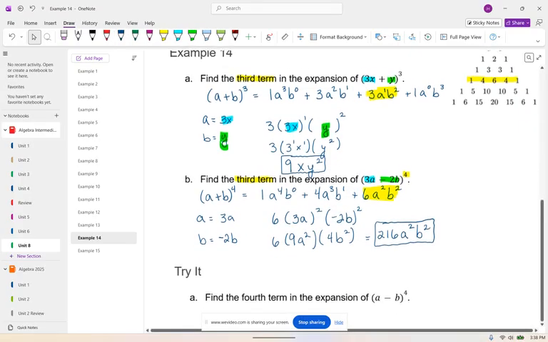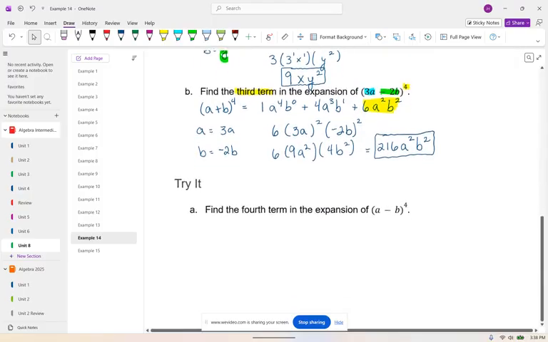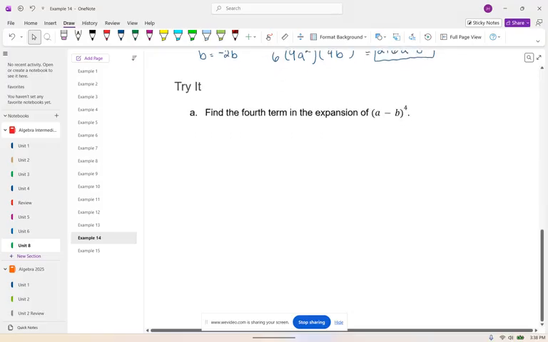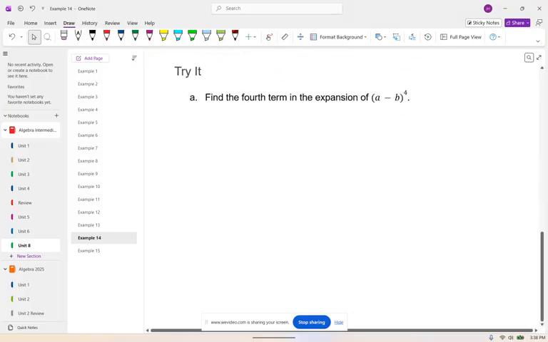So guys, that is it. That's how you do it. I'm going to give you a chance to try it out on your own. So make sure you're using your Pascal's triangle and those patterns.